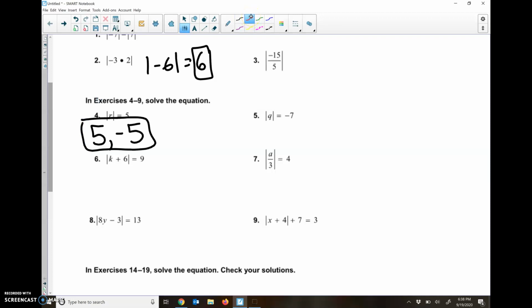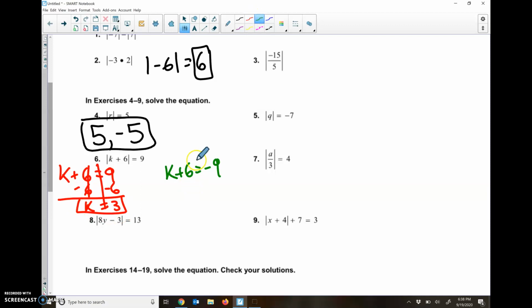If we look at number 6, we like problems like number 6, unlike number 9, because our absolute value is already by itself. So then my first step is to write two equations. One equals +9, and the other one equals -9. So I'm going to do the +9 first, so it is a +6. So I'm going to end up subtracting 6 from each side. 9 minus 6 is 3, so my first answer is 3.